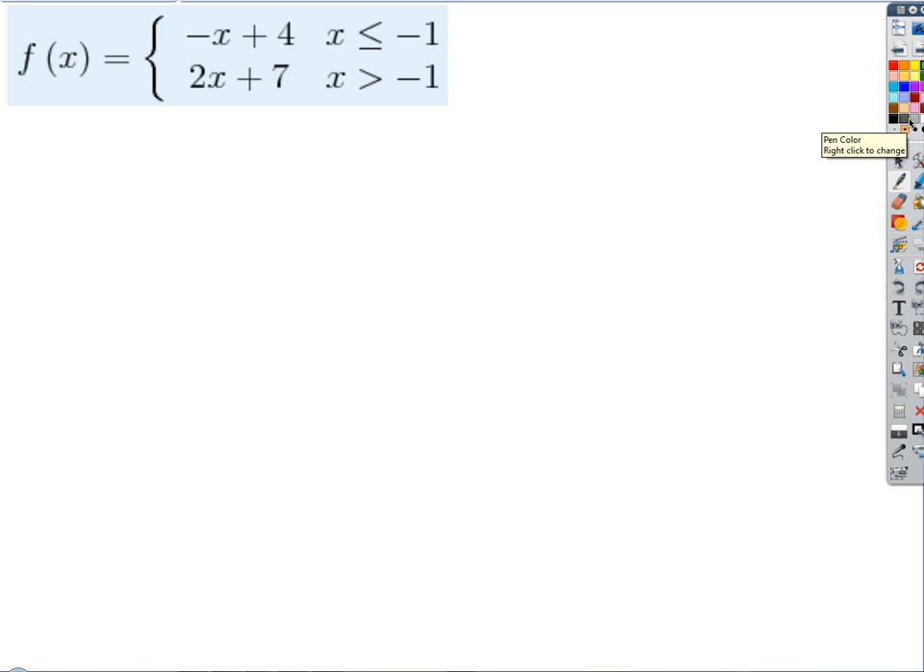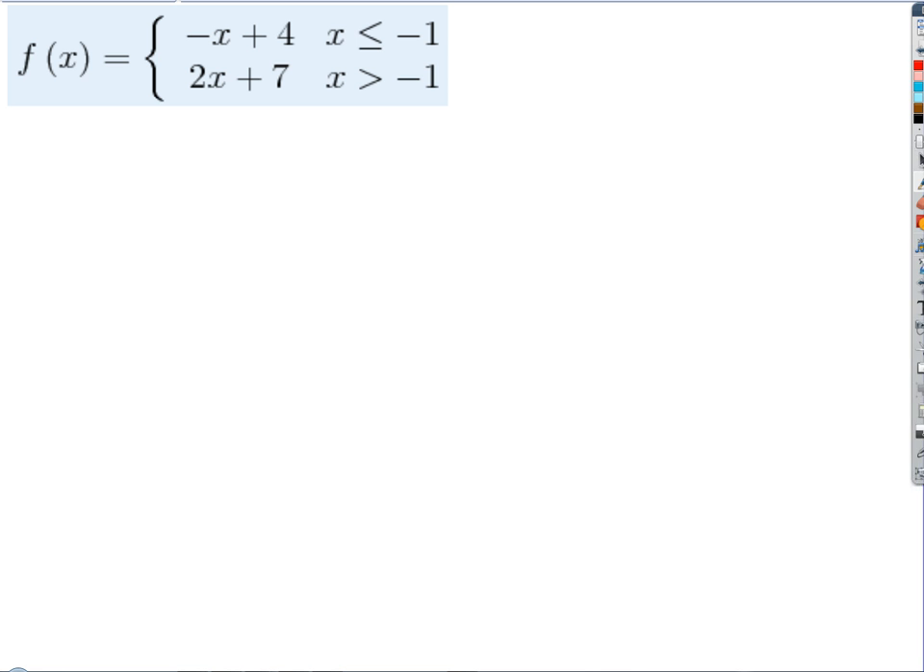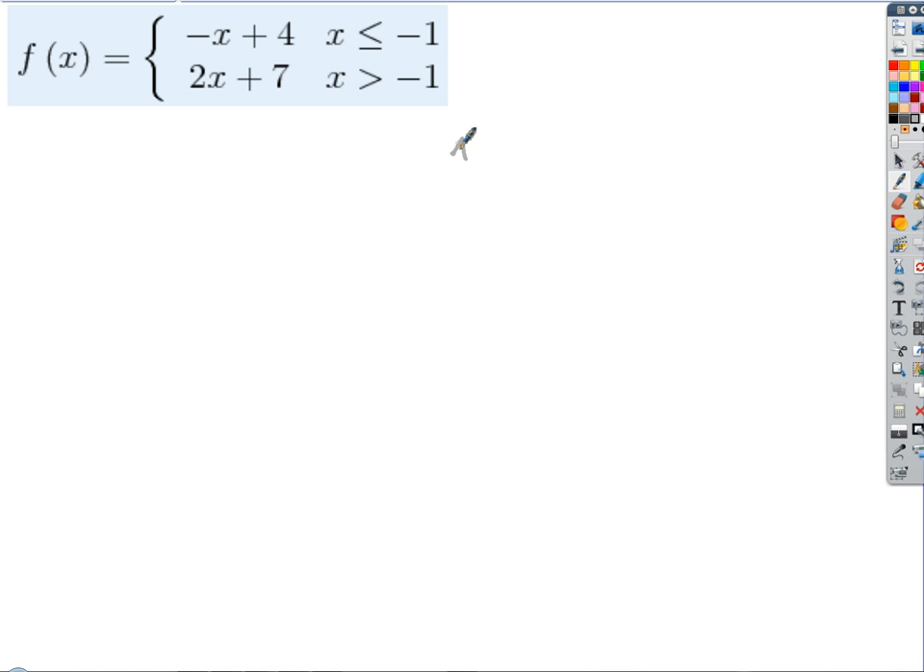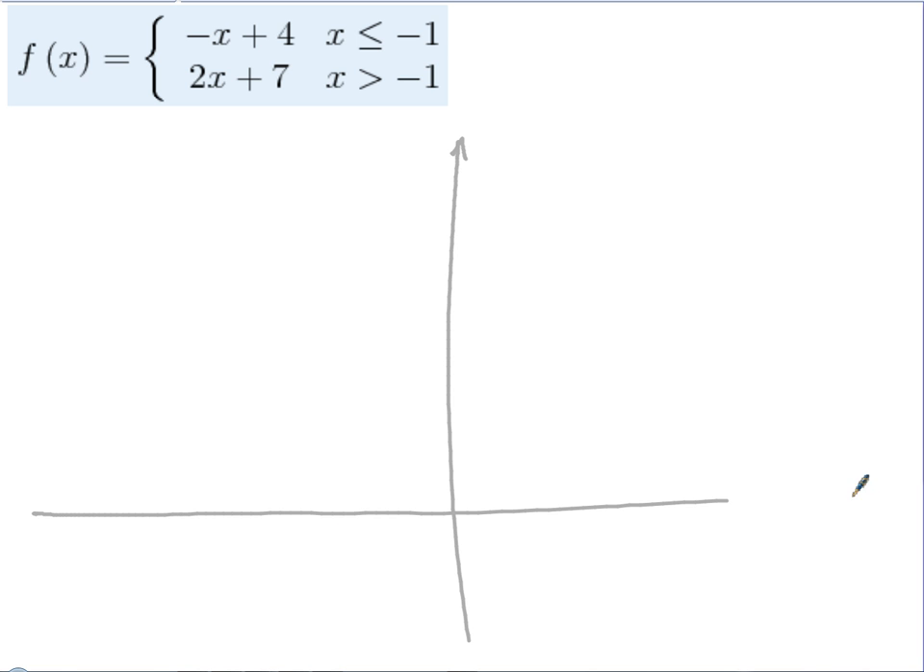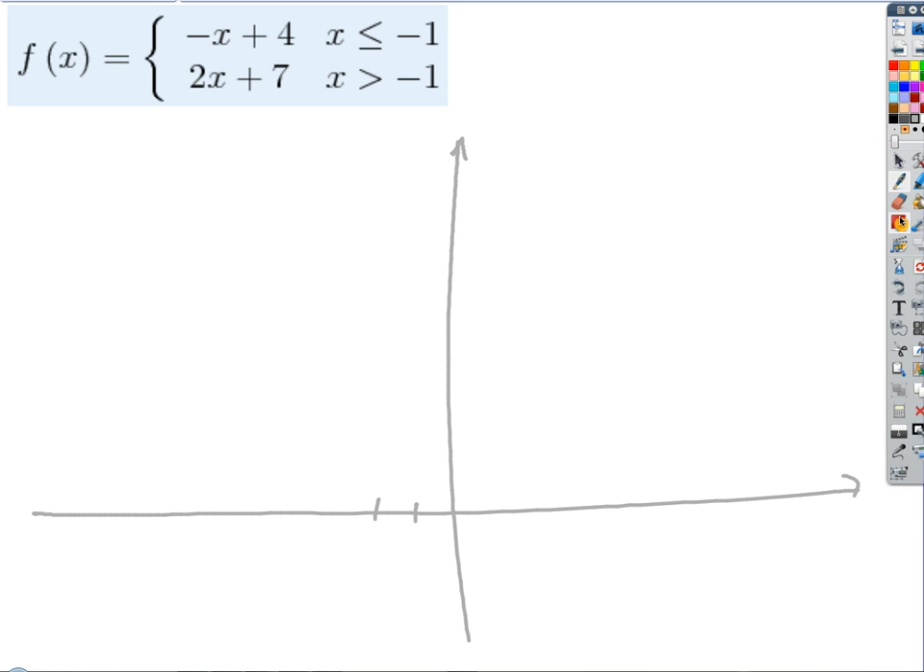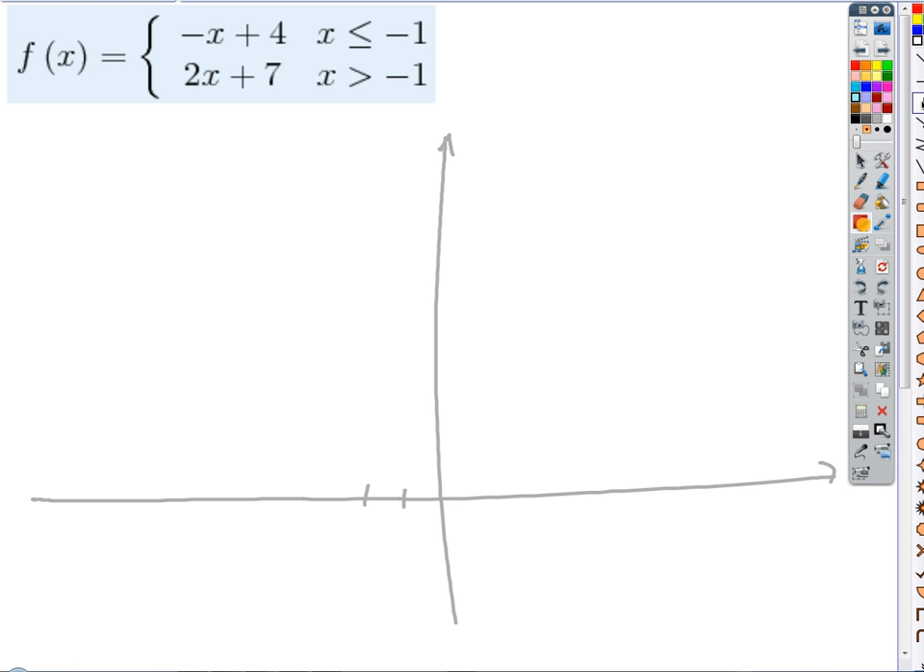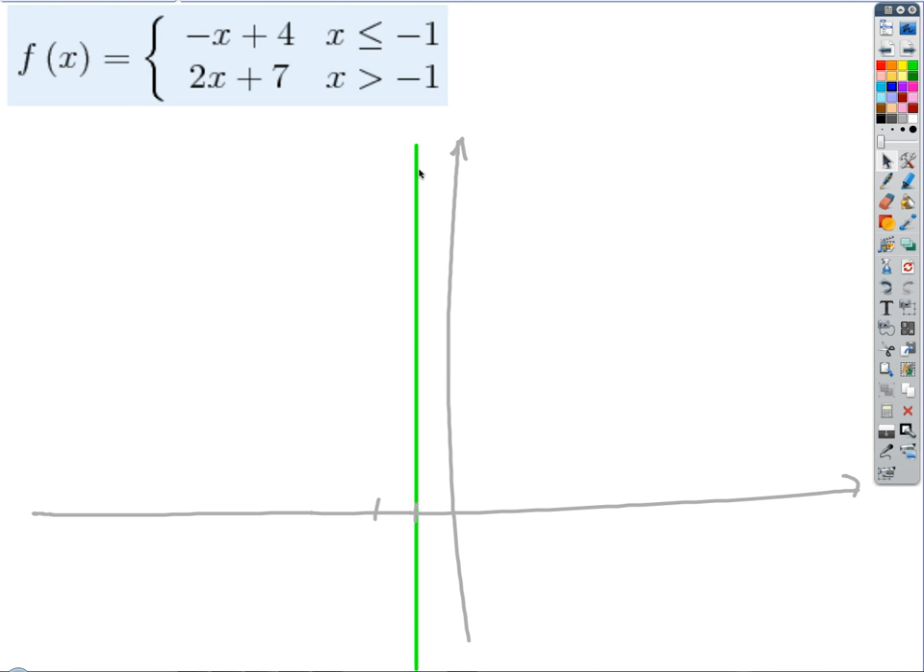Like, what are some things up here that are really important about this piecewise function? Somebody tell me something important about this. Yes? The breaking point. What's the breaking point? Negative 1. Aha. Okay, so if I'm going to graph this guy, the breaking point is at negative 1, so that's going to be right there, right? So there's my breaking point.